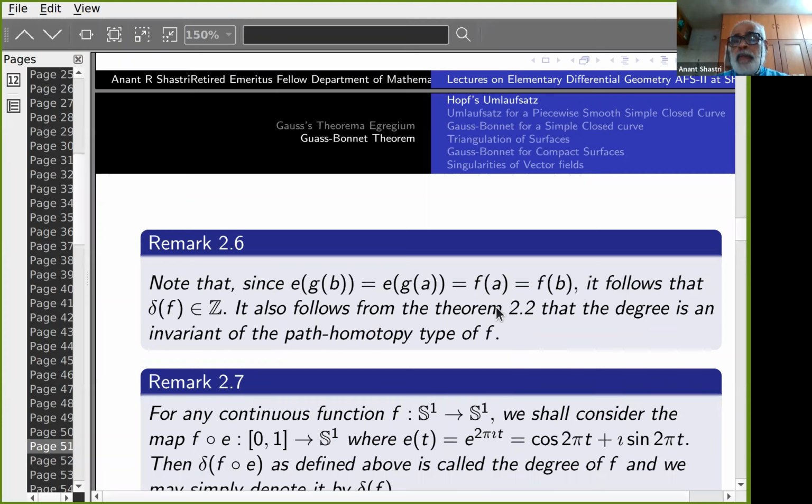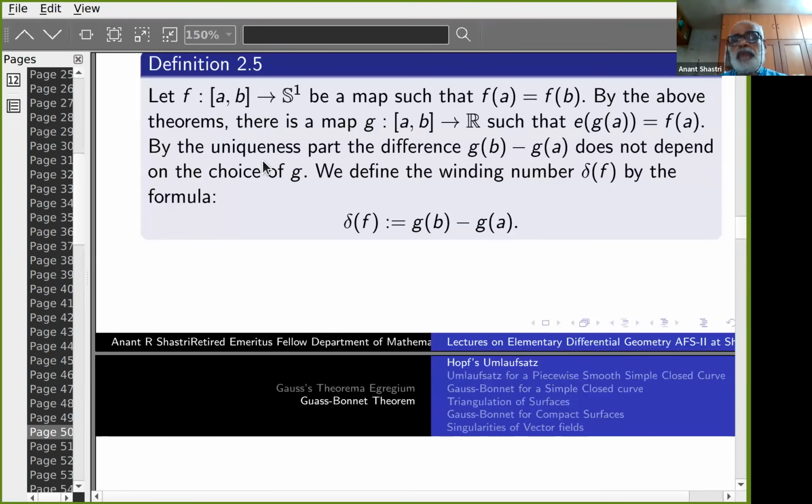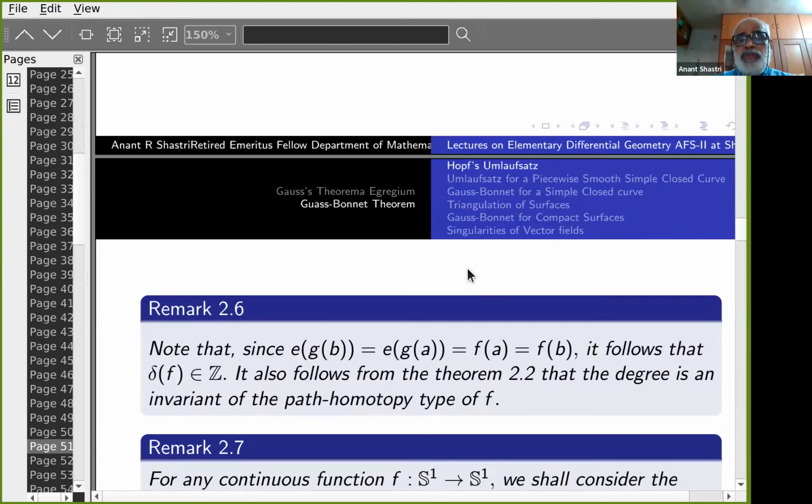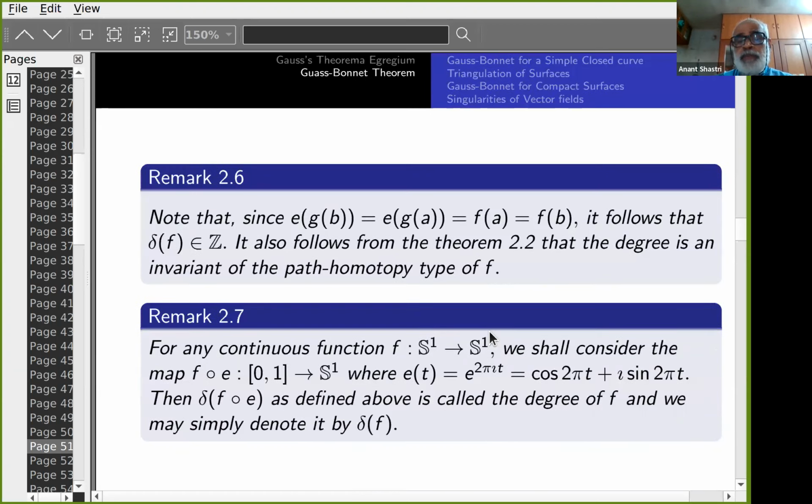The second part, namely homotopy lifting, will tell you that if f1 and f2 are homotopic, then the entire homotopy can be lifted, right? Then this winding number will be the same for all of them. That is the crux of the matter here. So this is an invariant of the path homotopy type of f. This is a consequence of the homotopy lifting property.